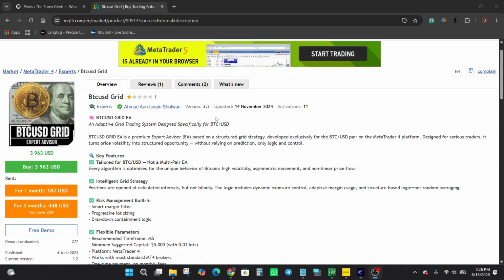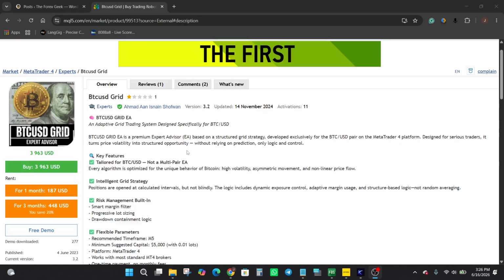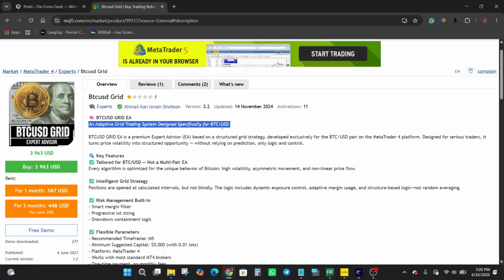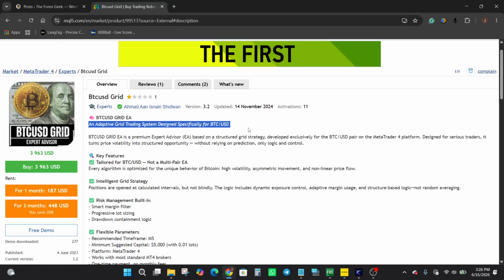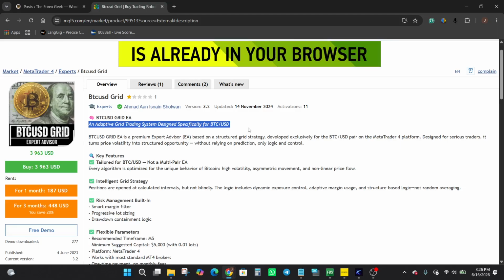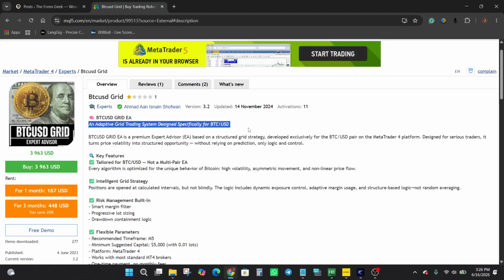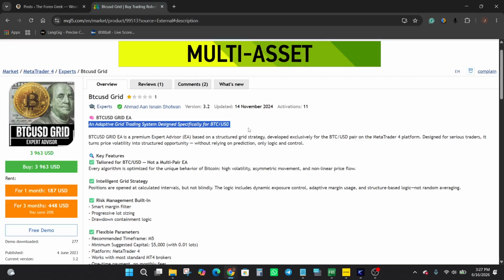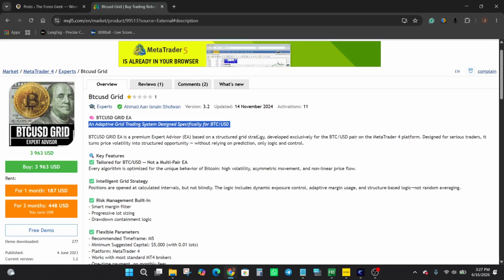Now, from the description, the EA is specifically designed for BTCUSD only. That already stands out because it is not a multi-pair system. Everything in its logic is optimized around Bitcoin's behavior, especially its volatility and fast price movements.